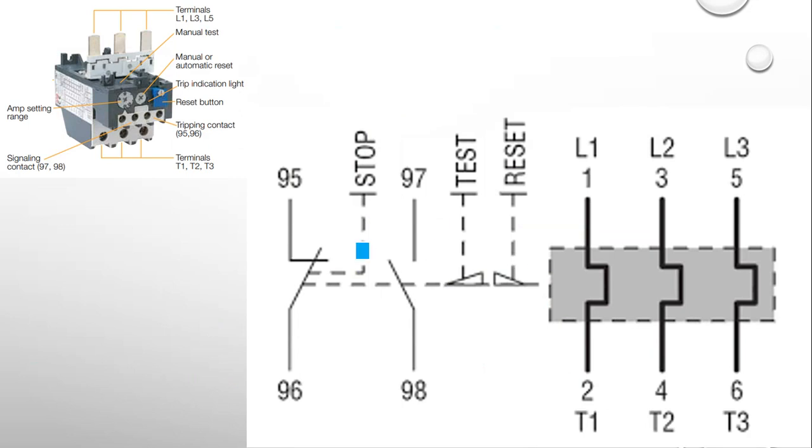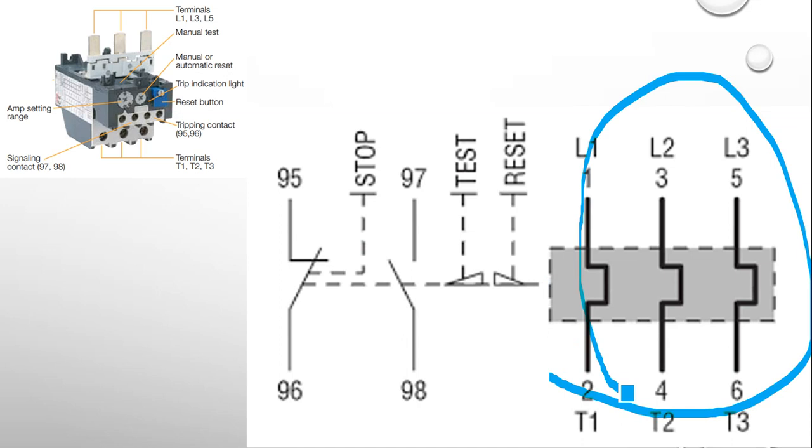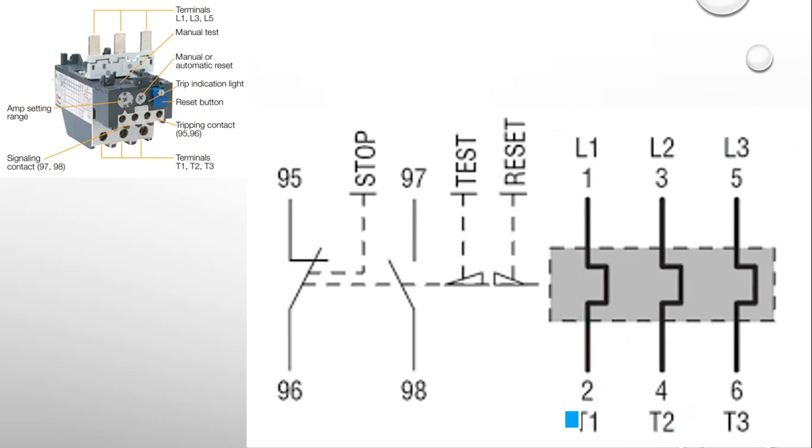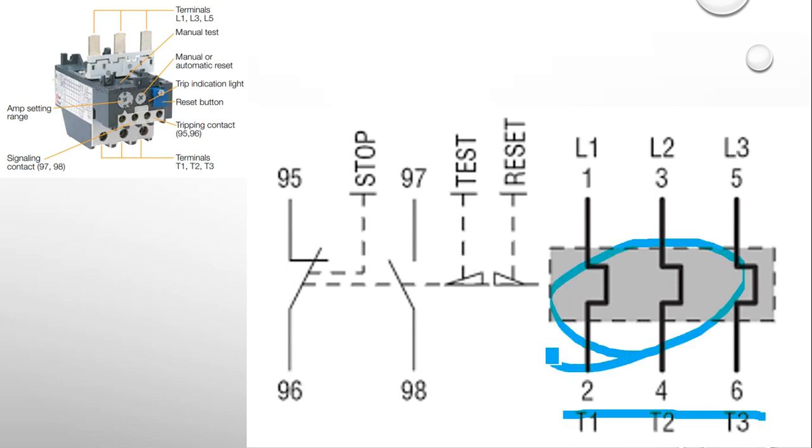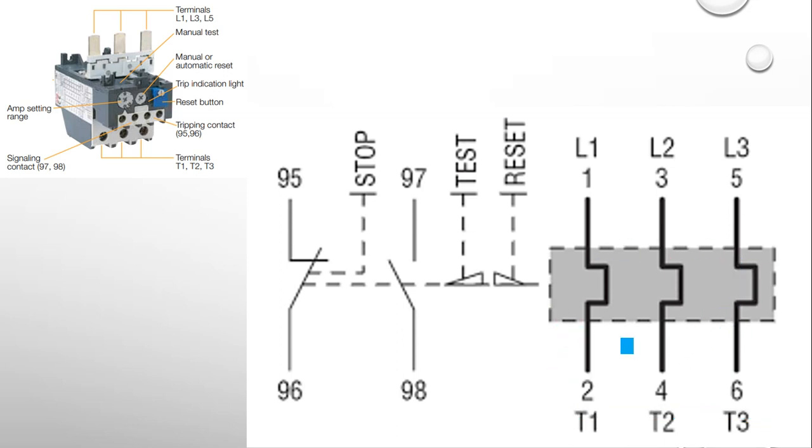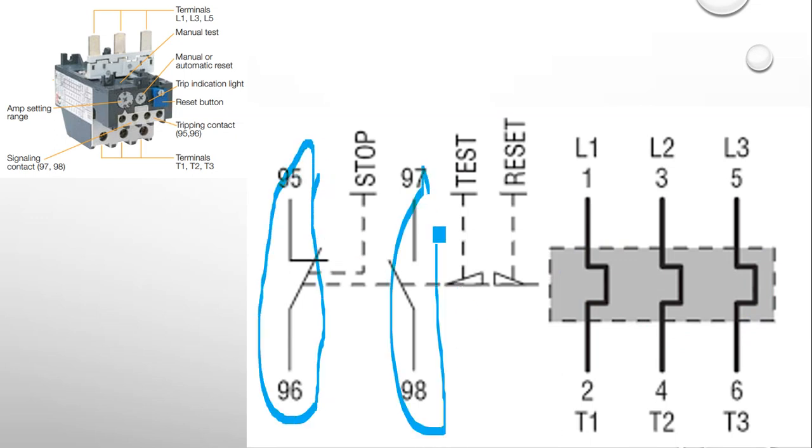Now you will be able to see a thermal overload relay circuit like this. These are the main power terminals where three-phase supply is given as L1, L2, L3, and the output terminals to the motor are T1, T2, T3. And inside the overload relay, a heater will be available. Based on the heater, there are two contacts. The contact number is important. 95, 96 is normally closed, and 97, 98 is normally open. Depending on the overload, they will be changing position.